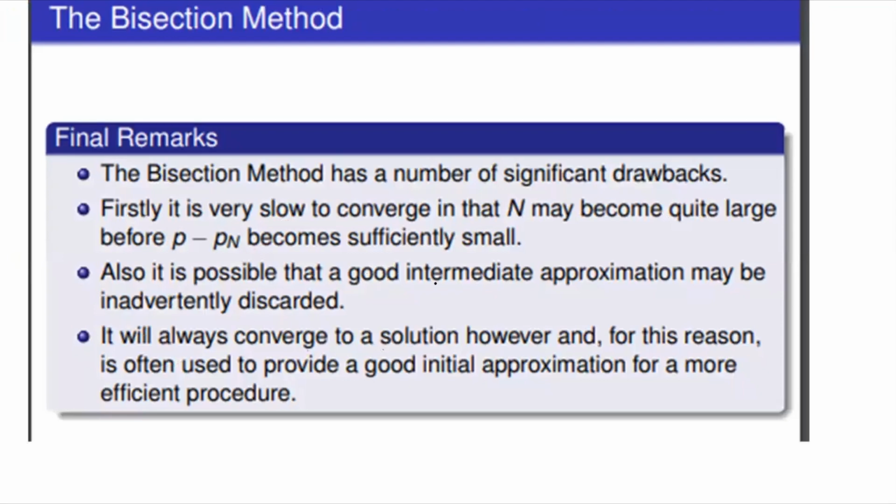Also, it is possible that a good intermediate approximation may be inadvertently discarded. It will always converge to a solution, however, and for this reason is often used to provide a good initial approximation for a more efficient procedure. So we use the bisection method for a good initial approximation because it is very slow. We can find the solution, but the number of iterations will be more in this problem.